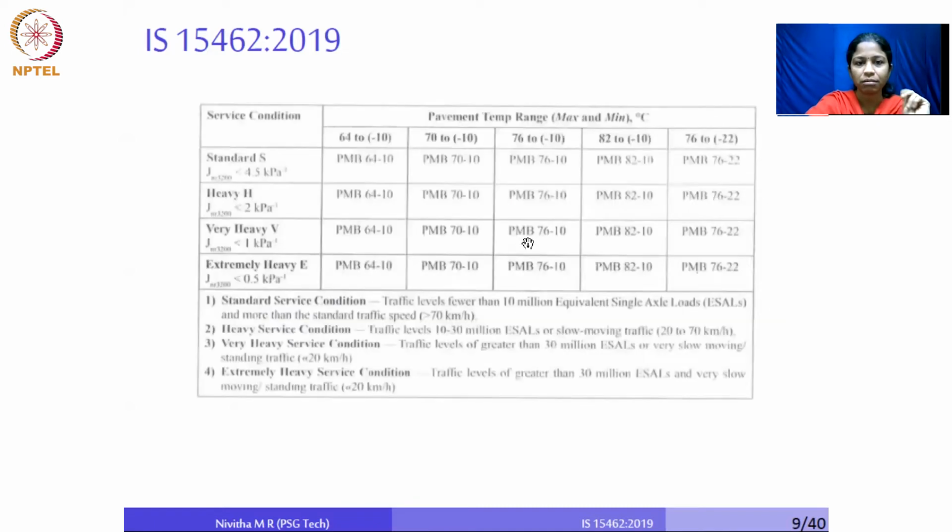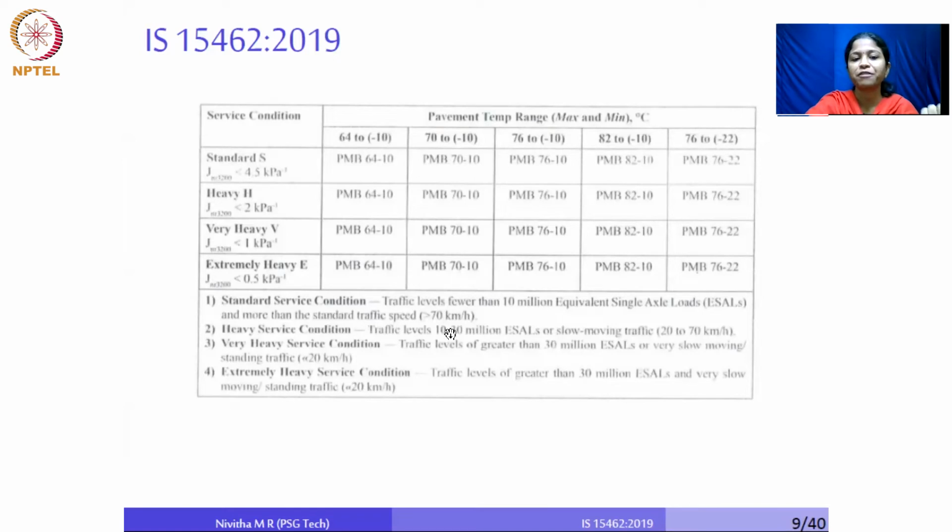Now let us look at the applicability of the binder grades for different conditions. So I told you we have a standard traffic, a heavy, a very heavy, and an extremely heavy. So what is the standard traffic condition? Which has traffic repetitions less than 10 MSA and traffic speed which is more than 70 km per hour.